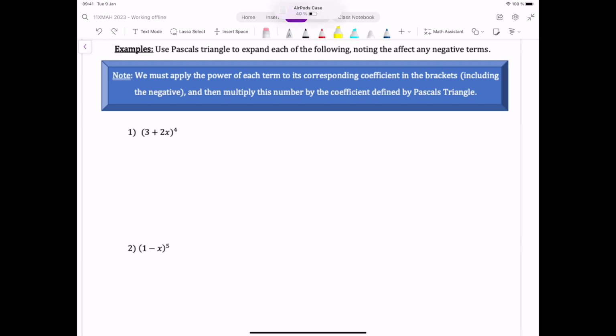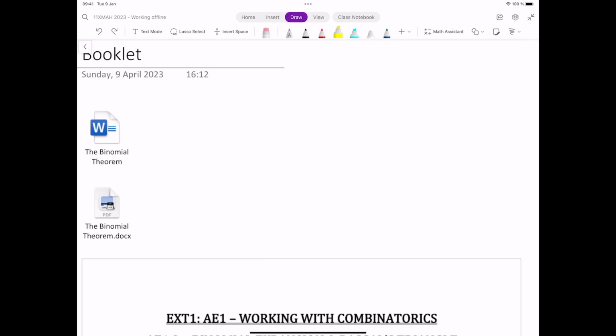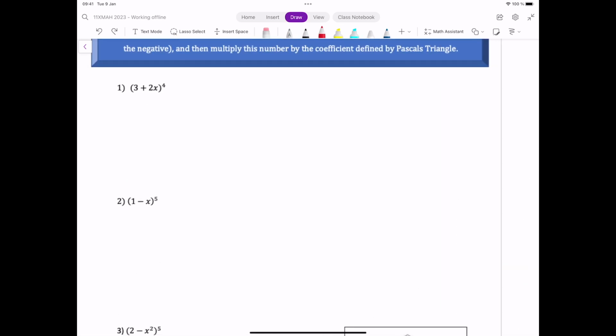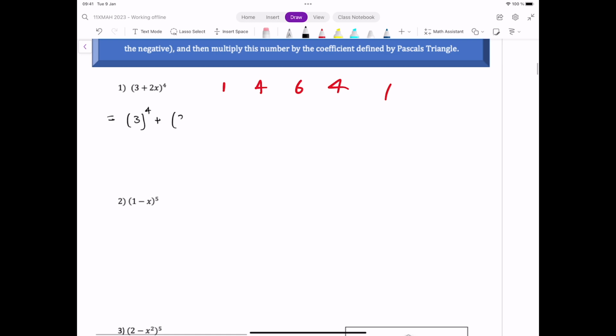Now, the fourth row of Pascal's triangle, or it's really the fifth because we start at 0, is 1, 4, 6, 4, 1. So applying that knowledge, if we expand this using Pascal's triangle, it's 3 to the power of 4 plus 3 to the power of 3, (2x) to the power of 1. So we've decreased the power and then introduced our second term.